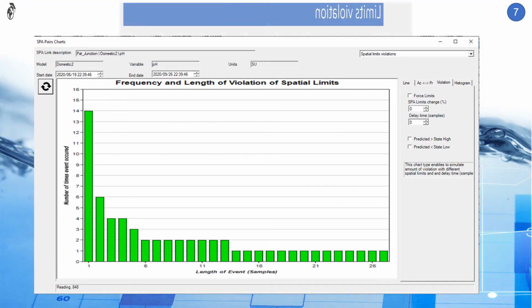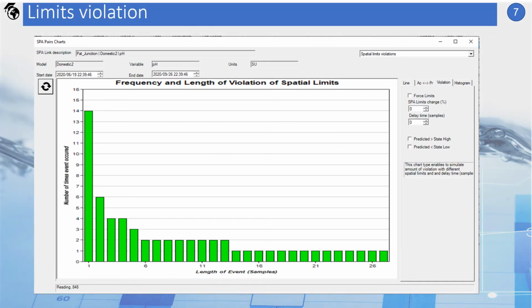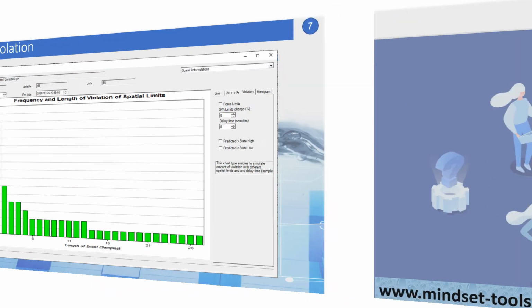The last chart is the limit violation chart. This chart paints a picture of the many spatial limits violations in the given period and their length. The horizontal axis is the number of samples, while the vertical axis is the number of occurrences. For example, the bar with a height of 2 located near the tick mark with 6 indicates that 2 events occurred, in which a violation of the spatial limits lasted 6 minutes. This chart can be used for calibration of the spatial model alerts delay time.